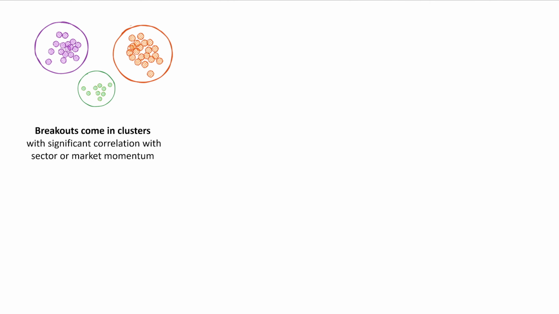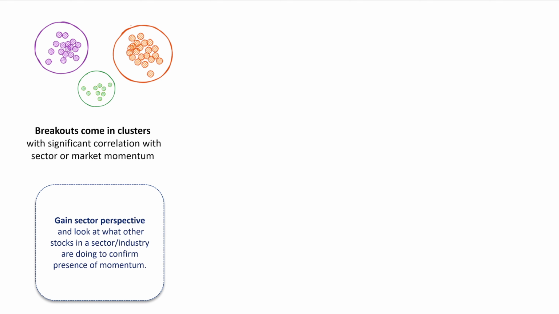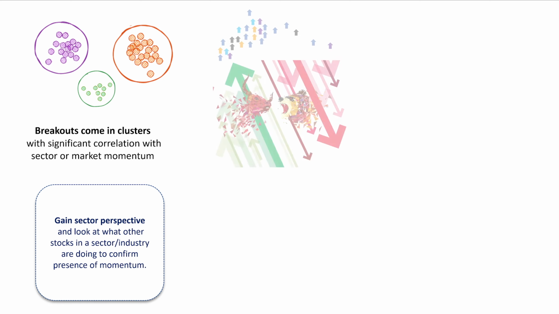Here are a couple of insights and some learning actions following this mapping exercise. Of course, breakouts come in clusters with significant correlation with sector or market momentum. There is enough data for the last 6 years to prove this point. What I took as a learning action for my side is to gain sector perspective and look at what other stocks in a sector or industry are doing to confirm the presence of momentum. So I'll try to do more of this in the future.